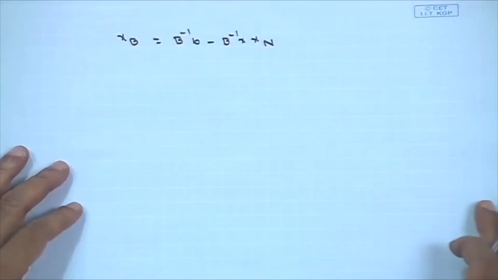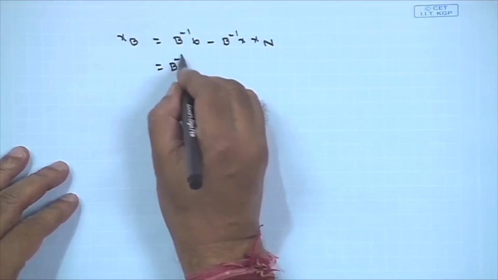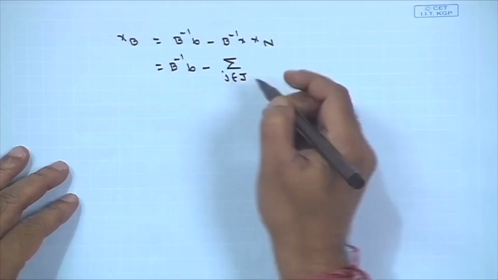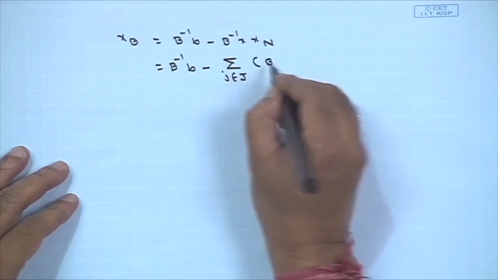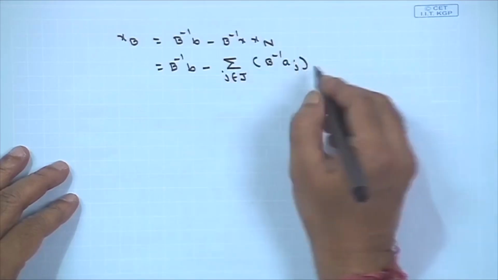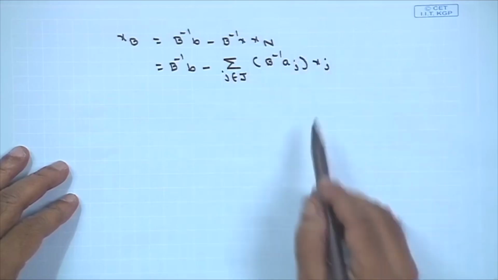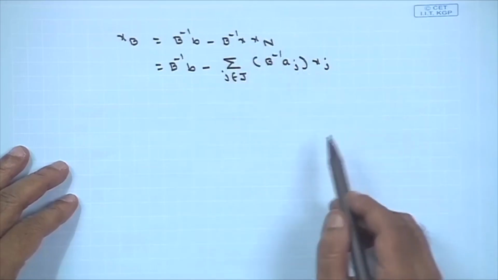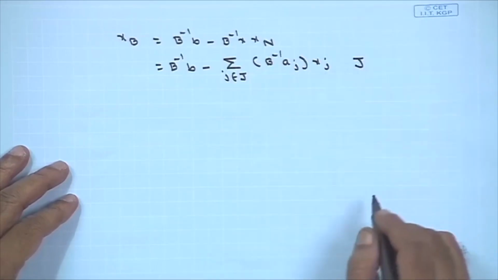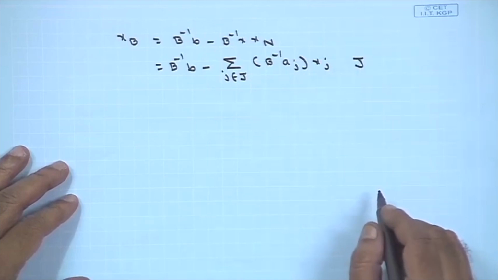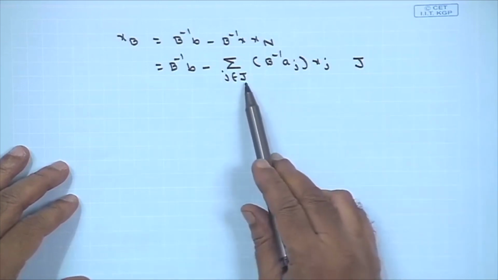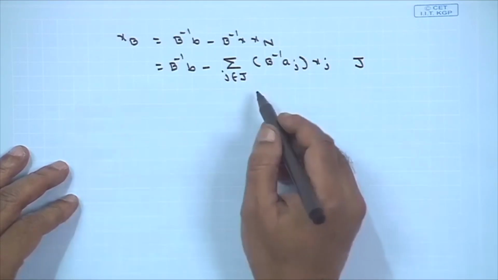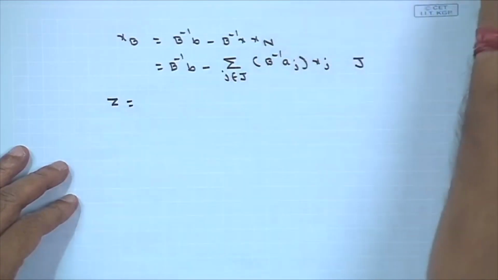So, that only we are writing, and this equals B inverse b minus summation over j belongs to J of B inverse A_j into x_j. This B inverse N you are writing in this format, B inverse A_j into x_j, where capital J is the index of non-basic variable. Please note this one. Here capital J is the index of non-basic variable. So, using this, your z can be written from this equation.